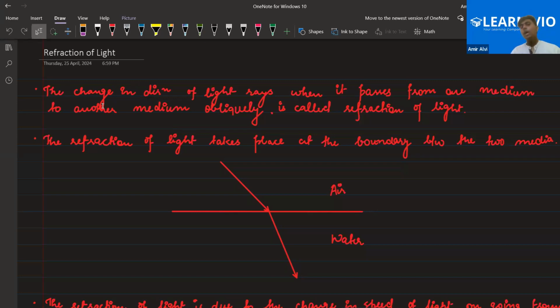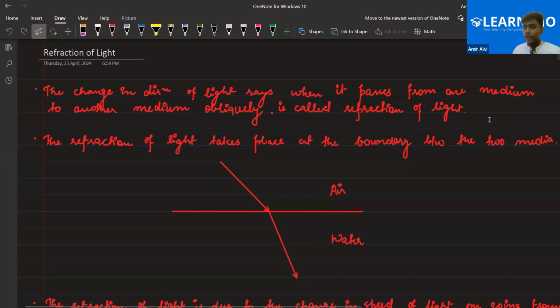Okay, so let me tell you what it basically is. As you can see on the screen, in simple words, the change in direction of light rays when they pass from one medium to another medium obliquely. It means the light is striking the media obliquely, with some angle. Obliquely means with some angle, right? It's called refraction of light.